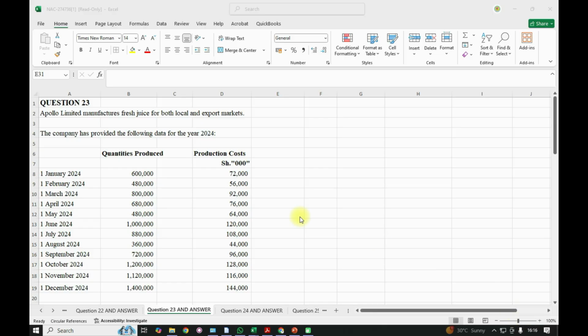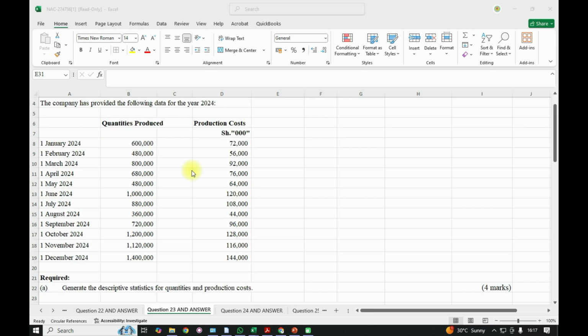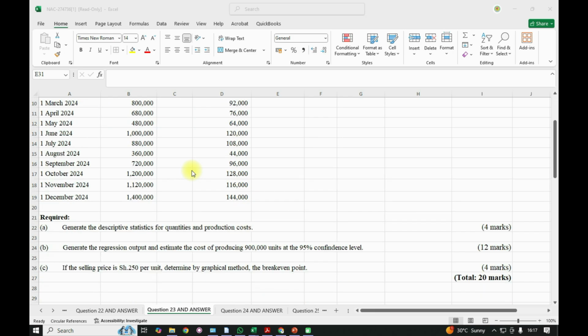the regression equation and the related areas and the break-even point. And the question reads, Apollo Limited manufactures fresh juice for both local and export market. The company has provided the following data for the year 2024. We have the quantities produced and we have the production costs. So I've been given that particular information there.